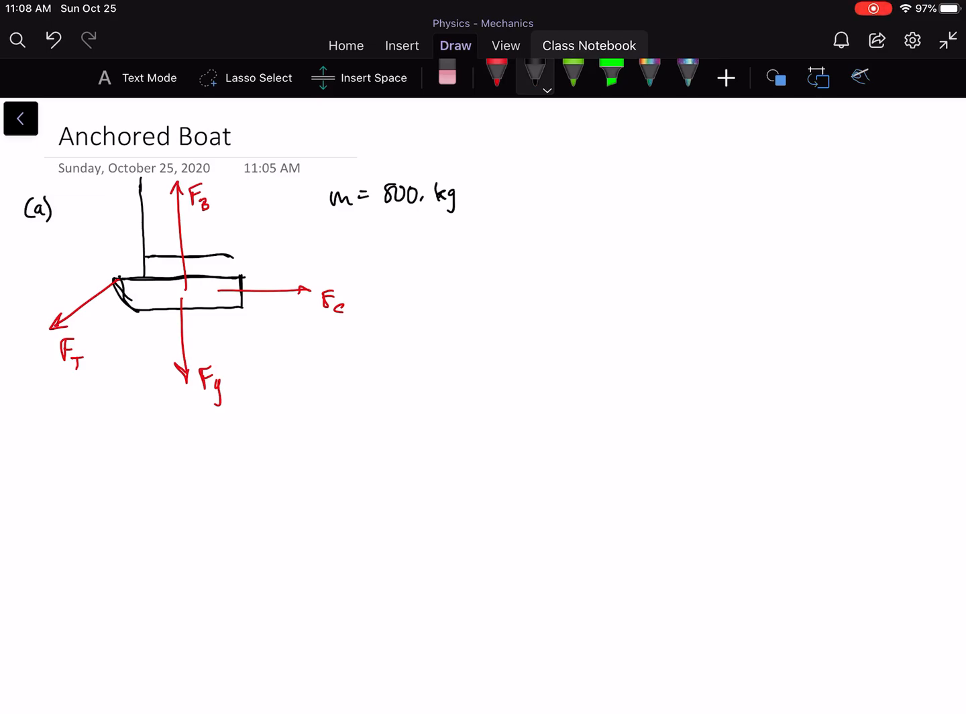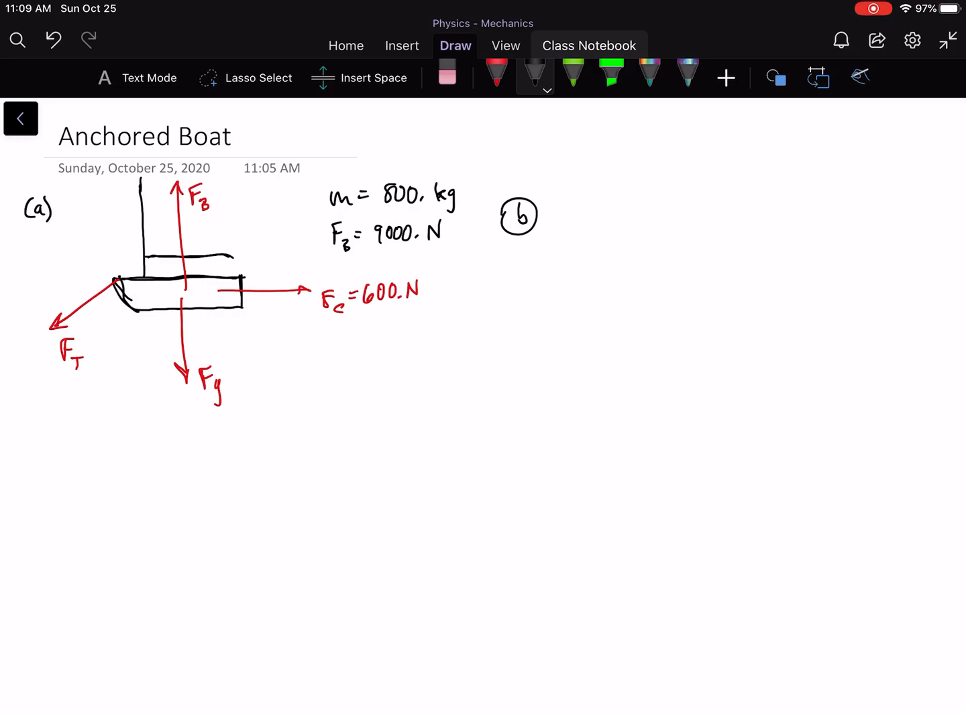And B, calculate the magnitude and direction of the tension in the anchor line. Okay, so if we look at what we have, we know the magnitude of the force of buoyancy, which is 9,000 newtons in this version of the problem. We know the mass, of course, and then we also know F sub C. We know that F sub C is equal to 600 newtons, okay?